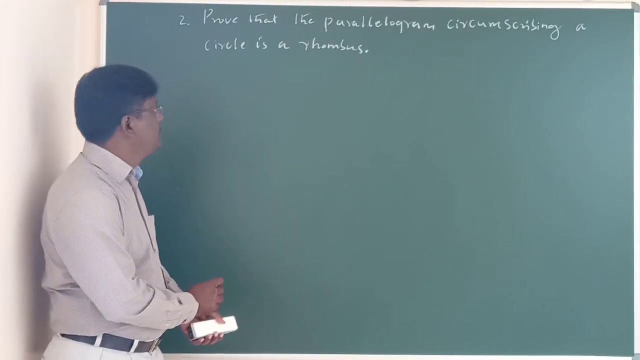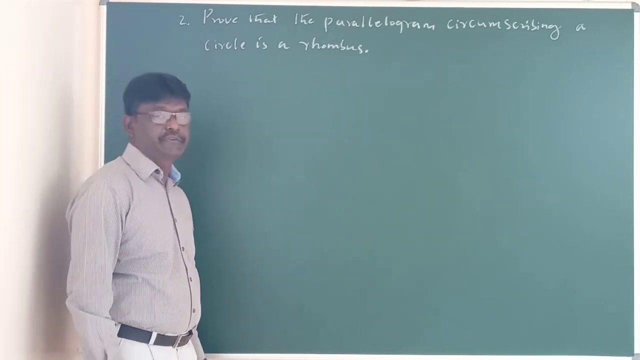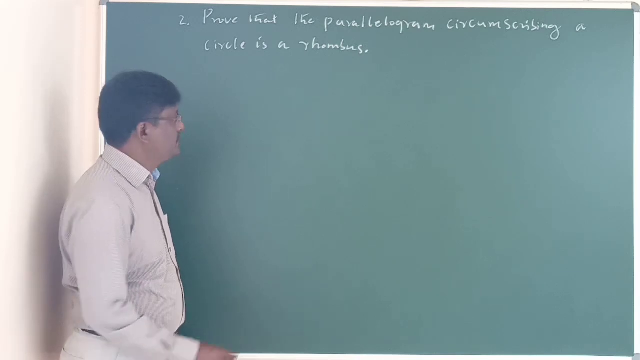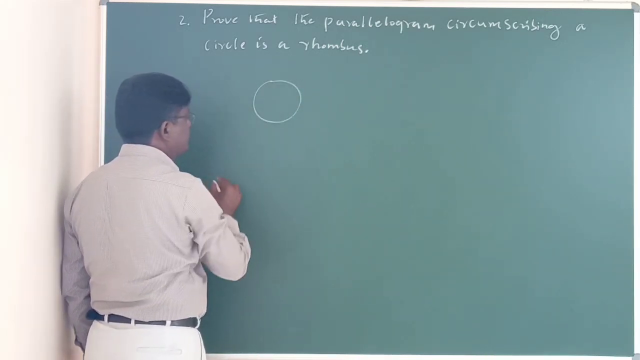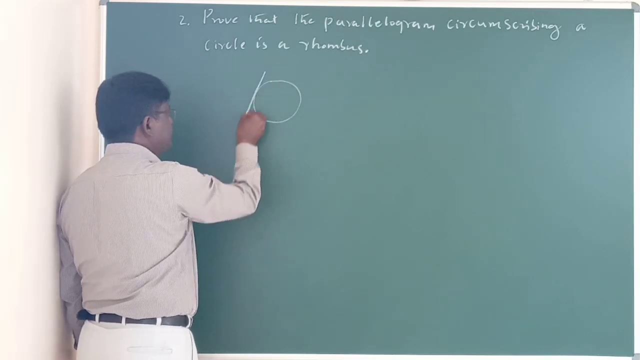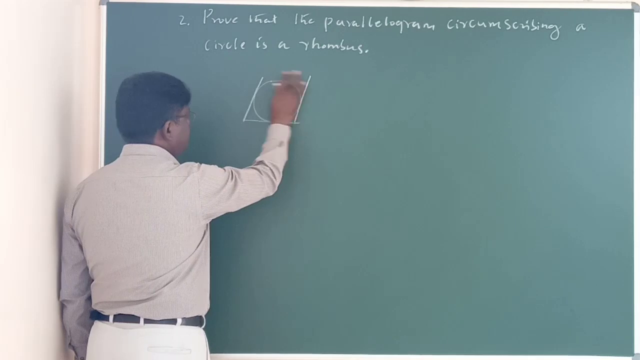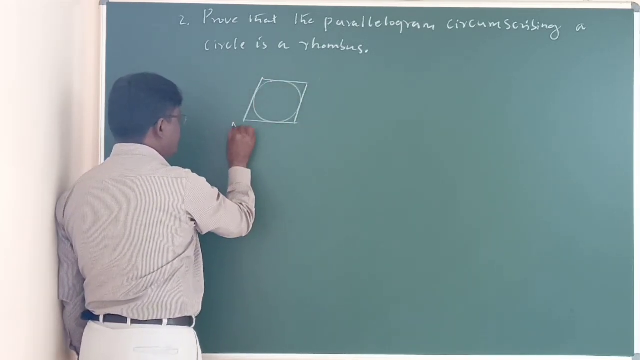Yes, children. Second one, prove that the parallelogram circumscribing a circle is a rhombus. So this is the circle, parallelogram ABCD circumscribes. You know the meaning.